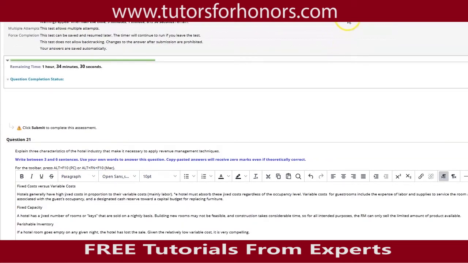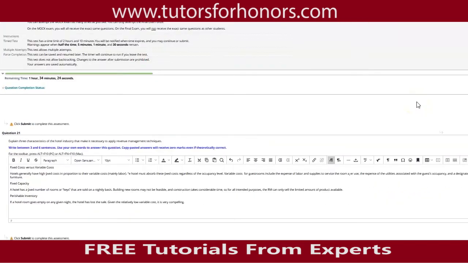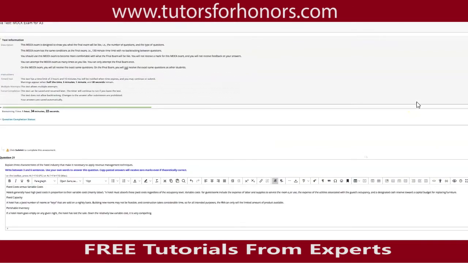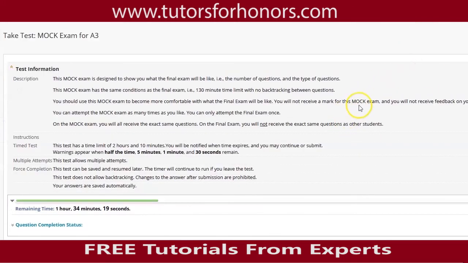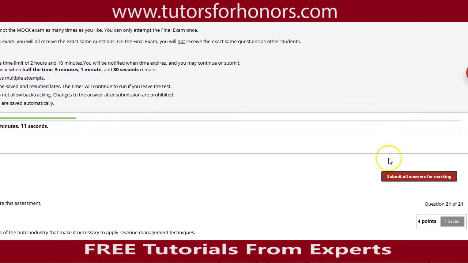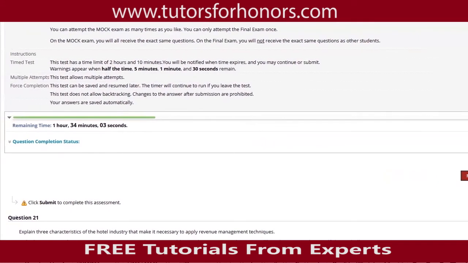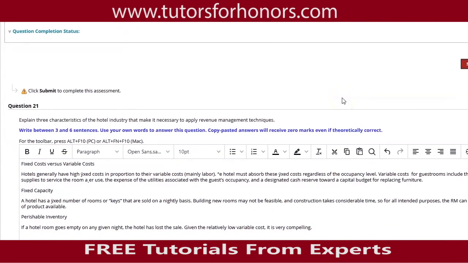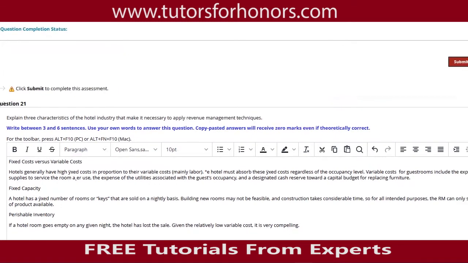In question 21, explain 3 characteristics of the hotel industry that make it necessary to apply revenue management techniques. So what are these characteristics? We know throughout the course we have learned about the characteristics of perishability, things like the perishability of the services, and you know that the service is available as soon as it's delivered to the guest in the hotel industry.